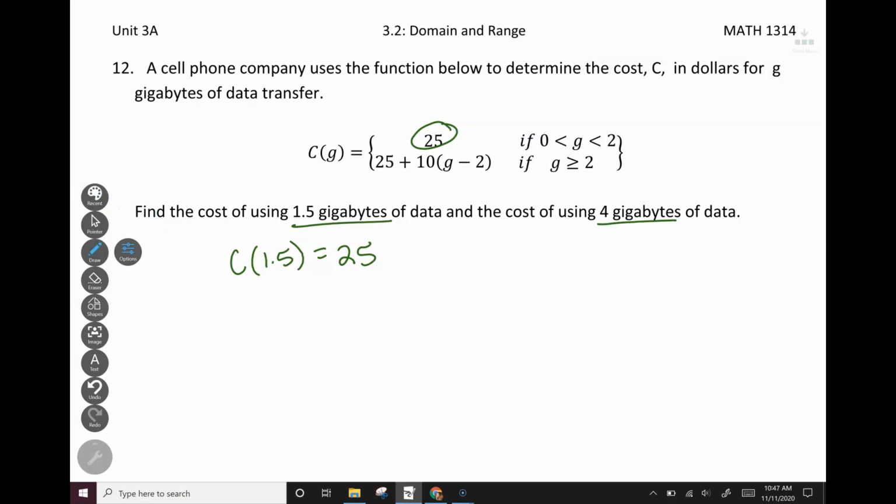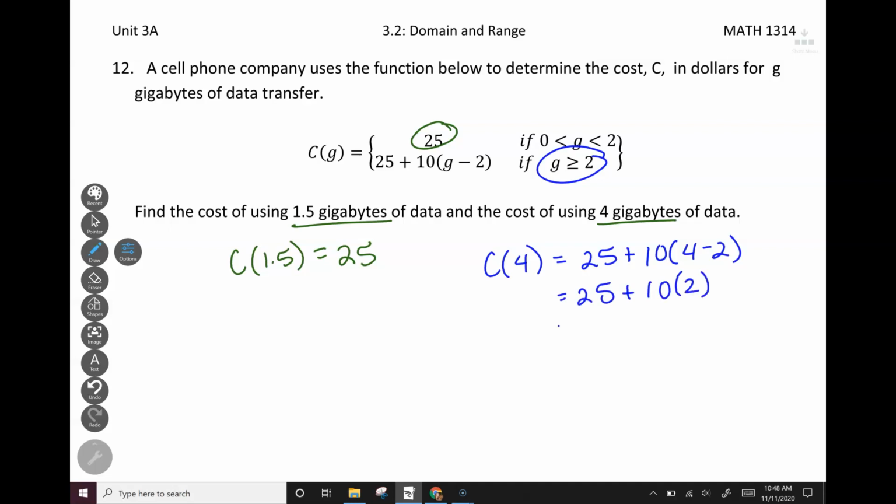Now for the 4 gigabytes of data, we're finding the cost when G is 4. So now which part of the domain are we in? Well, we are greater than or equal to 2. So you're going to have 25 plus 10 times plugging in the 4 for G, 4 minus 2. So 25 plus 10 times 4 minus 2 is 2. So that's 25 plus 20. So the cost is $45. And that concludes 3.2.